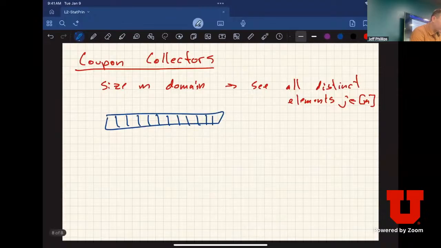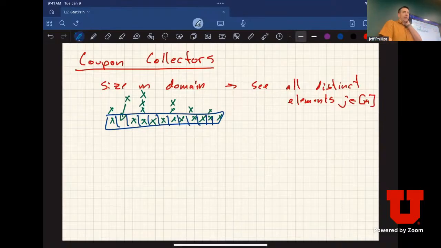Okay, so I have a domain. I'm going to see the first one, this one is repeated. This one is repeated. This one again. This one a third time. And then finally, I see this last one. So I see all the elements here.